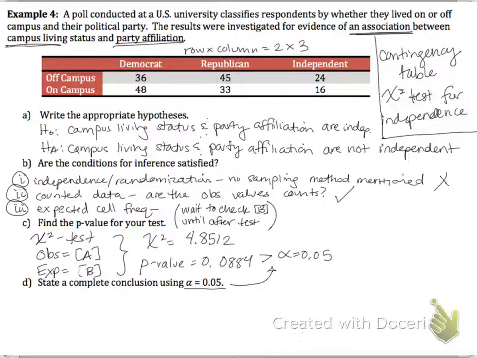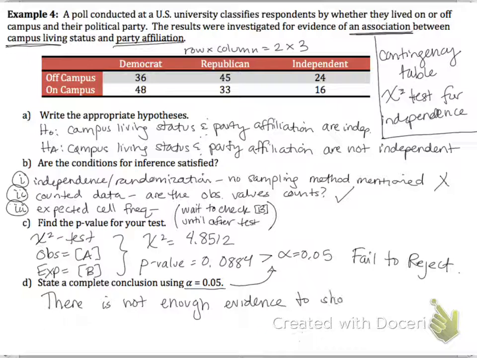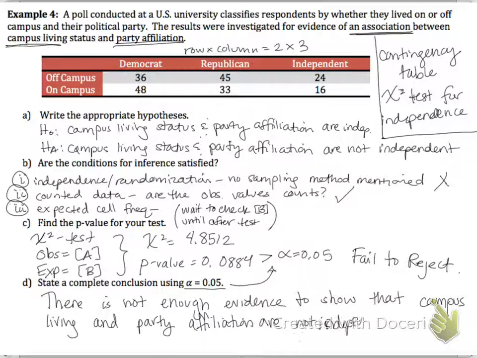We want to make our conclusion, but based on failing to reject. Okay, what we say here is there is not enough evidence to show that campus living and party affiliation are not independent. So we're rewriting, if we can spell it, we're rewriting our alternative hypothesis always.